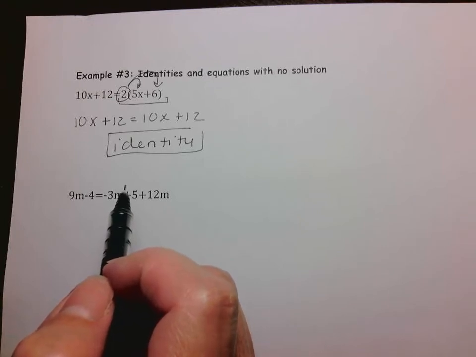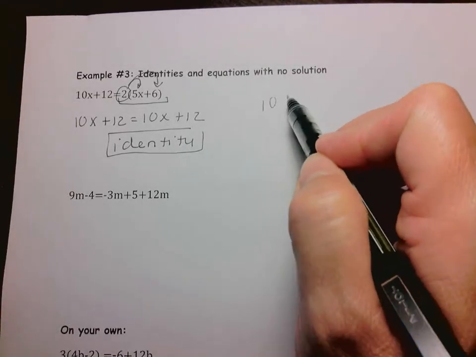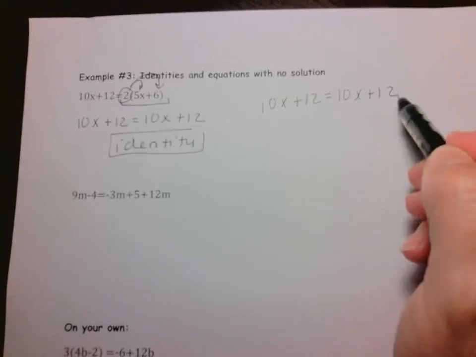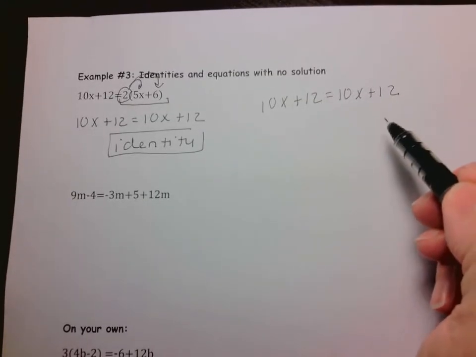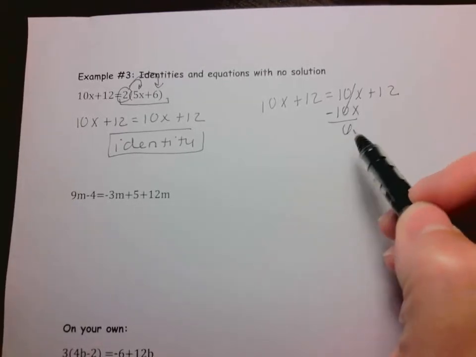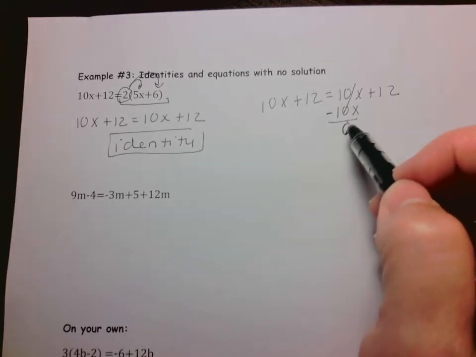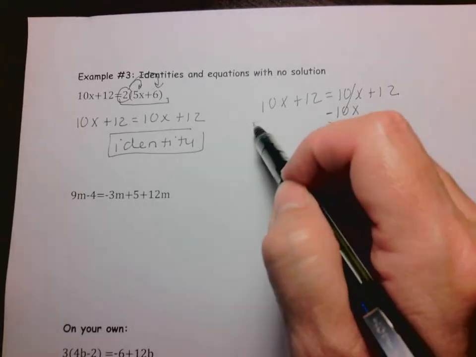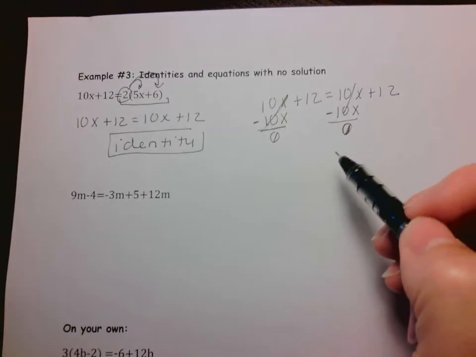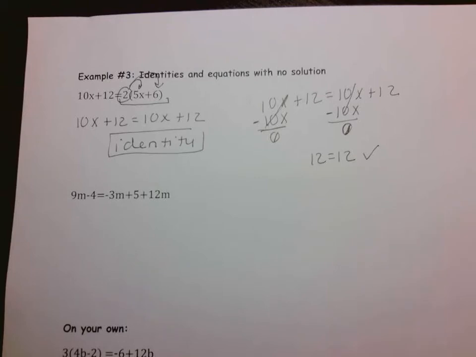Now, if you're going along and you're not really paying attention to what you're doing, and you don't catch it there, watch what happens. What happens if I wasn't paying attention and I said, well, let me combine my variables, or, excuse me, you're using inverse operations to get your variables together on the same side. So I'm going to subtract 10x from both sides, and look at what happens. My variable disappears, and I'm left with 12 equals 12. And that's how you know it's an identity.